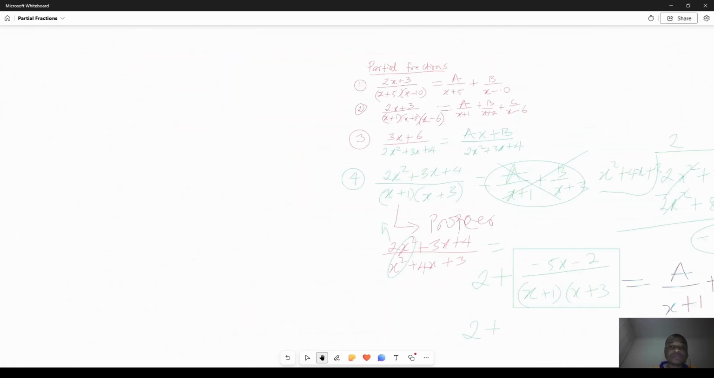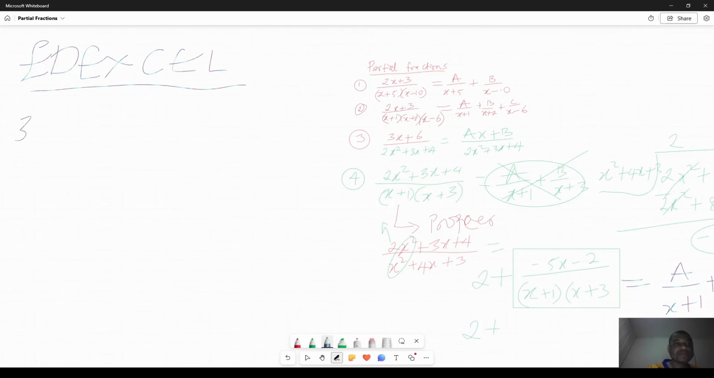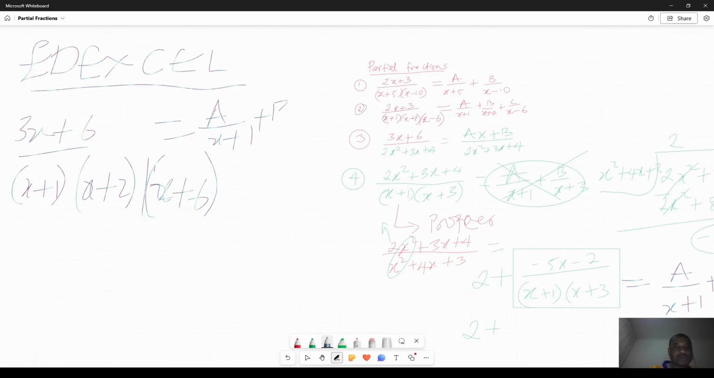So it depends on the syllabus you're doing. For Edexcel, if I have maybe 3x plus 6 over 3x squared plus 4x plus 10, this will be a over x plus 1, b over x plus 2, then 3.